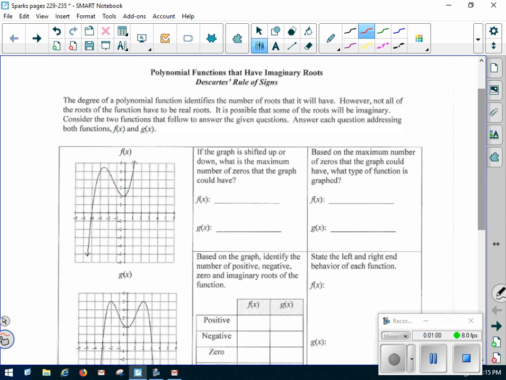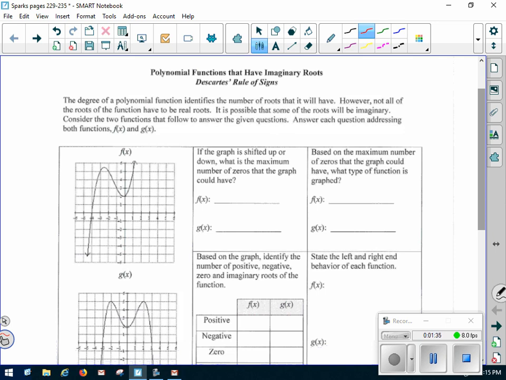Okay, the degree of a polynomial identifies the number of roots it will have. You know that. If you have a quintic polynomial, how many answers are you going to have? 5. However, not all of the roots have to be real. It's possible that some of the roots will be imaginary. You remember solving quadratic equations back in Algebra 2, and you'd get i as part of an answer. That means those curves never cross the x-axis.